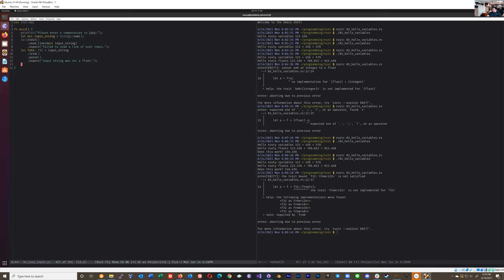And then the next thing we can do is Celsius temperature. So that is 5.0 times the Fahrenheit temperature minus 32. And we divide this by 9.